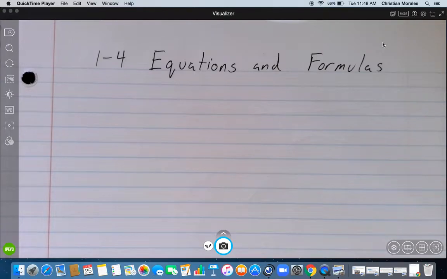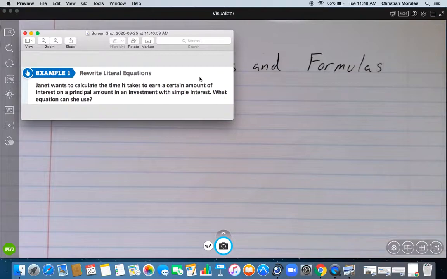Lesson 1-4, literal equations and formulas. Okay, so these are all basically formula questions. So the first one is this.